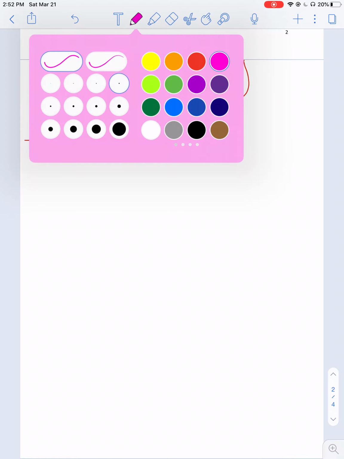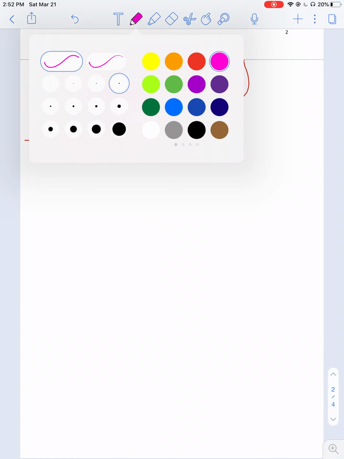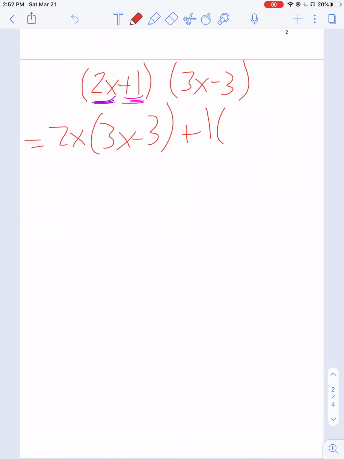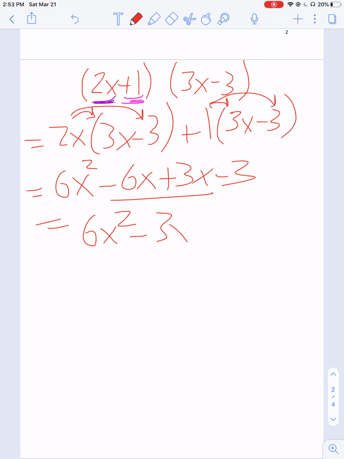And then you take the second term and multiply that by the whole thing. So this will just become plus 1 times 3x minus 3, okay? And then distribute now. When you distribute, you will get 6x squared, right? 3 times 2 is 6, and then 3 times 2 is negative 6x, plus 3x minus 3. And then you can simplify your like terms. So this just becomes 6x squared minus 3x minus 3. Okay.